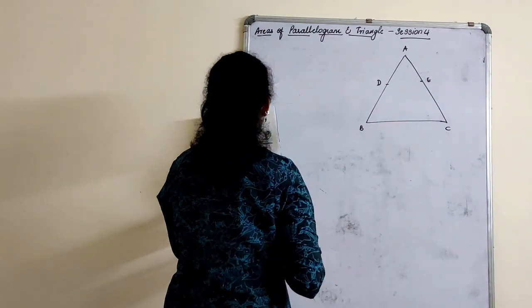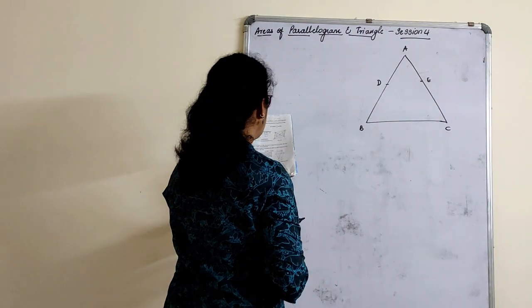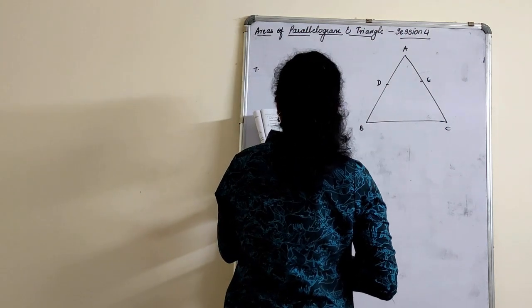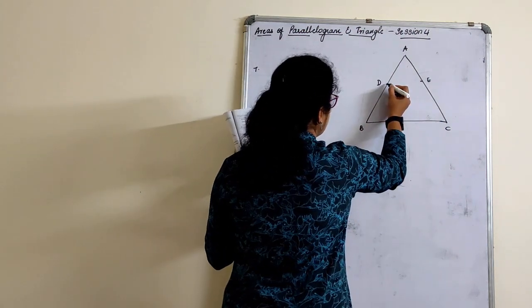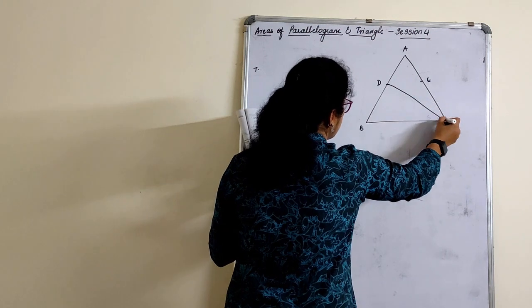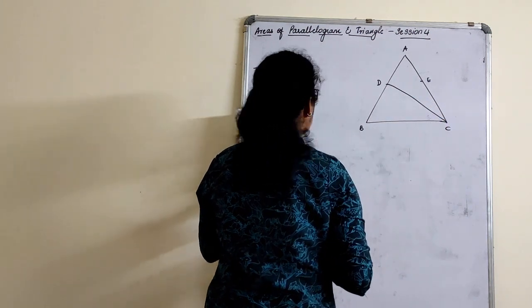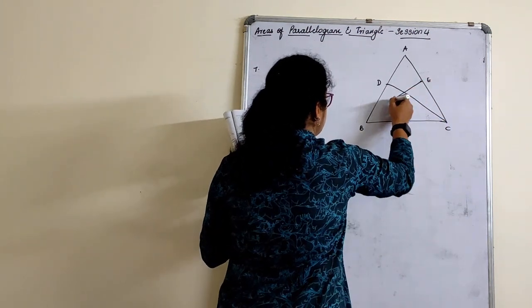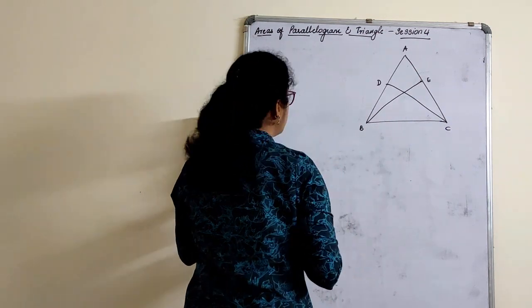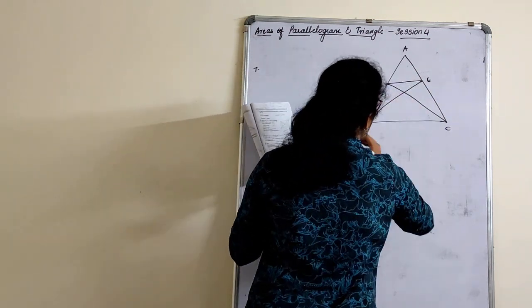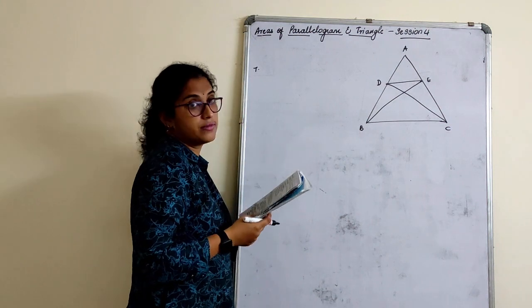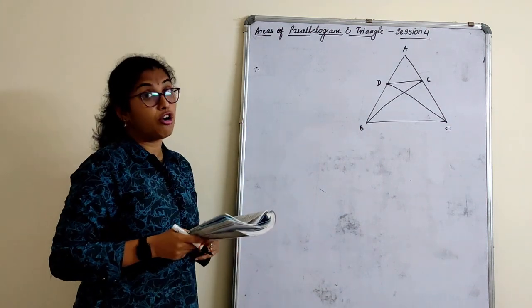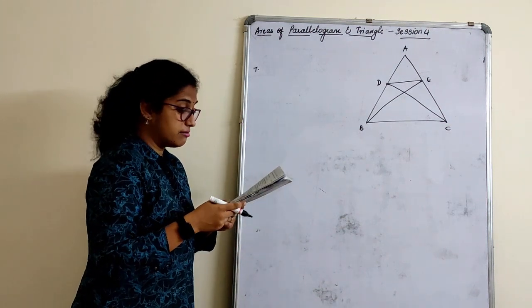D and E are the points on the sides AB and AC of triangle ABC such that area of triangle DBC, I have to join, is equal to area of triangle ABC. Prove that DE is parallel to BC. It is nothing but from converse we can tell that they are equal.